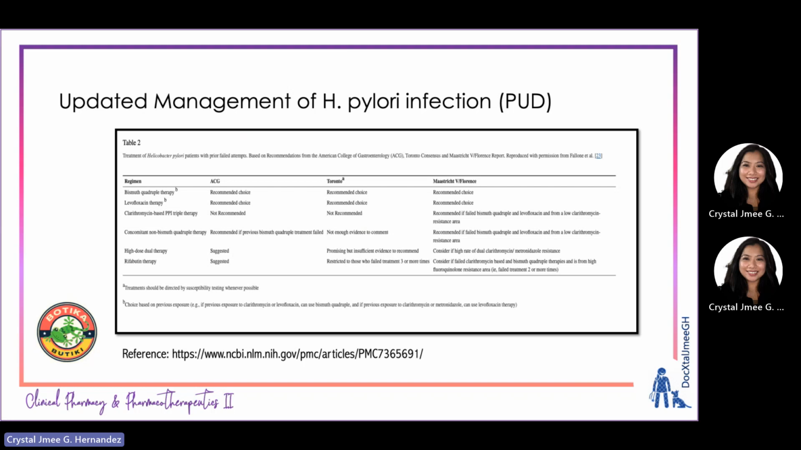For ACG, they recommend the bismuth quadruple therapy. It can also have the levofloxacin therapy and the concomitant non-bismuth quadruple therapy. The others, for clarithromycin, high-dose dual therapy, and rifabutin therapy, are suggested.